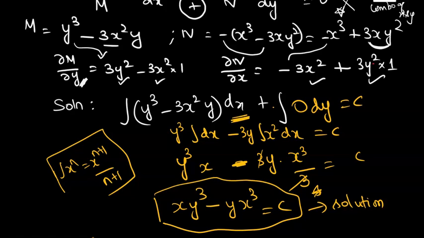Now your question is, what if this del m by del y, here before writing the solution you have to write del m by del y is equal to del n by del x. That is why I am proceeding with the solution. What if this is not equal, then how can I reduce it to exact form and then solve by this method? Let us see the procedure.